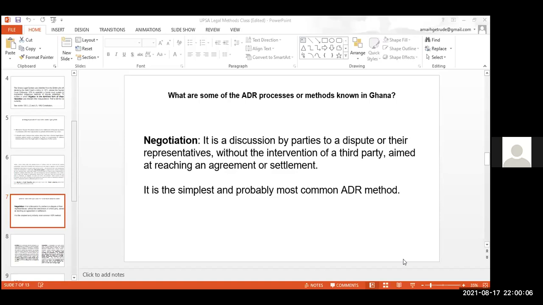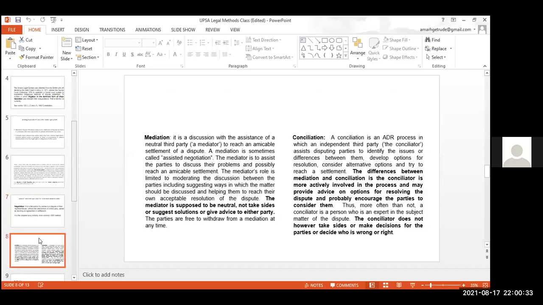The key thing you need to note is that with negotiation, there's no intervention of a third party. So the parties to a dispute by themselves will sit down without any other person's intervention and try to see if they can settle the dispute by themselves. And this process is what we refer to as what? Negotiation.